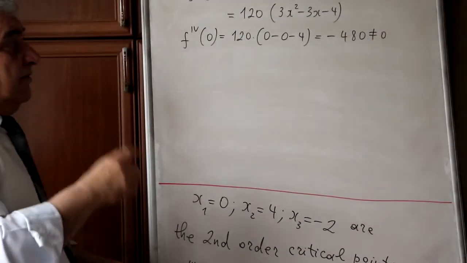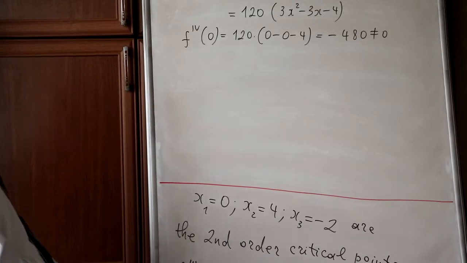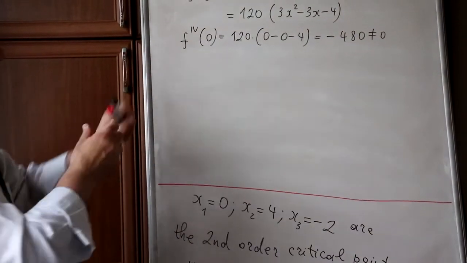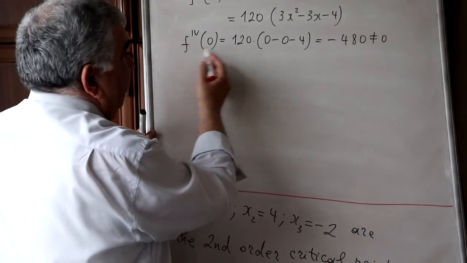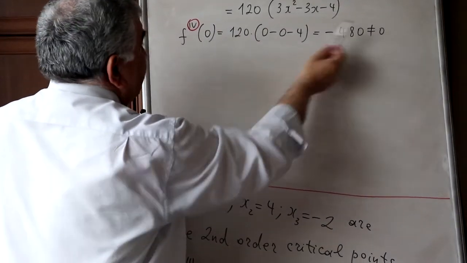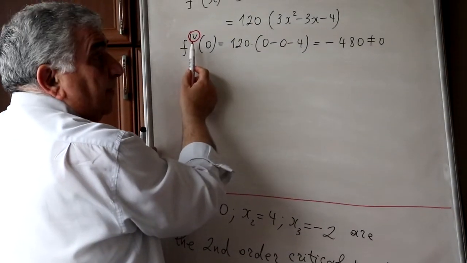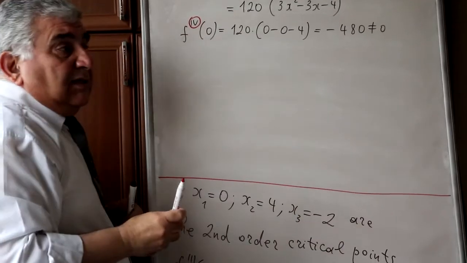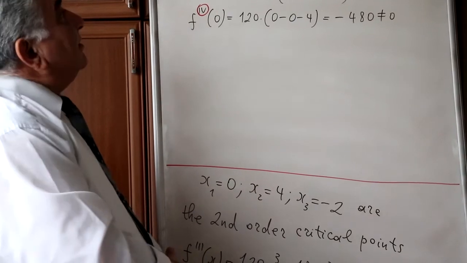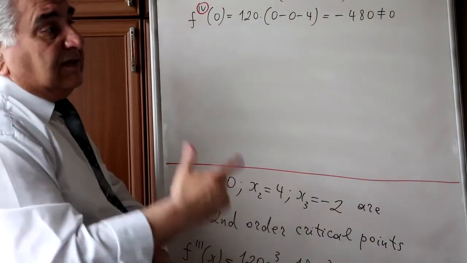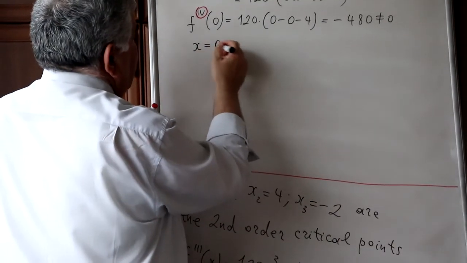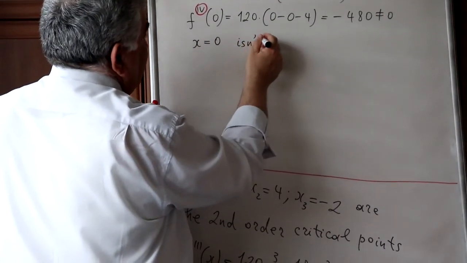Here we must stop and look at the order of the first non-zero derivative, because this derivative is non-zero and its order is 4, and 4 is an even number. According to our theory, x equals 0 isn't an inflection point.